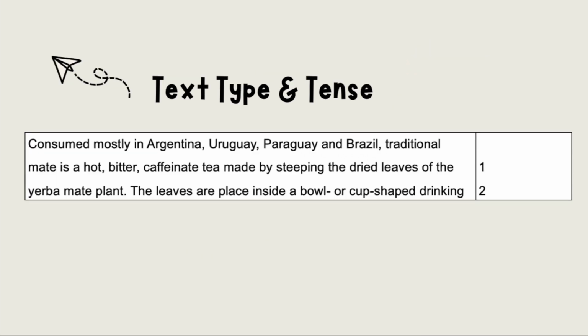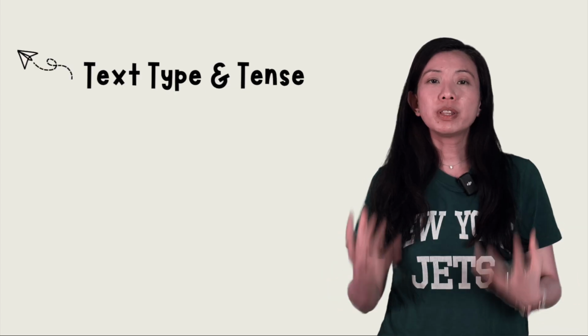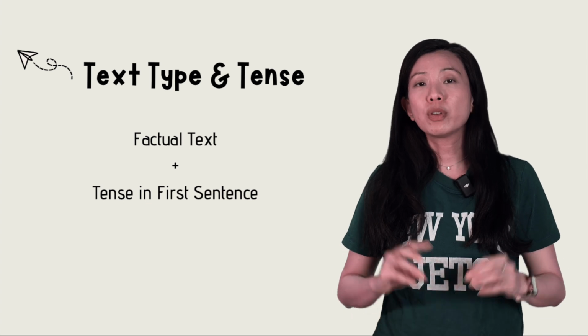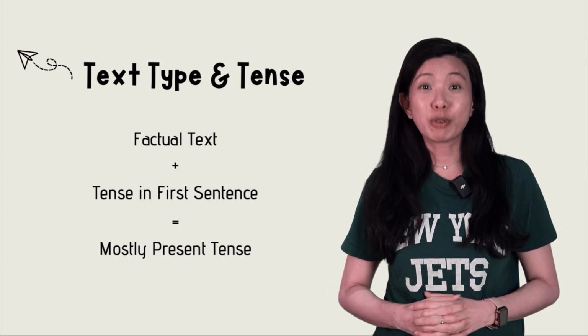Now let's take a look at the first line or the first sentence of the text. And I'll read that out for you. Consumed mostly in Argentina, Uruguay, Paraguay, and Brazil, traditional mate is a hot, bitter, caffeinate tea made by steeping the dried leaves of the yerba mate plant. So let's identify the main verb in this sentence, which is "is". And "is" is in the present tense. And so putting everything together, it's a factual text. The first sentence is in the present tense. Therefore, this text should mostly be in the present tense.